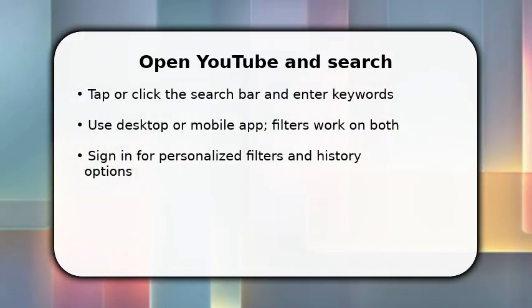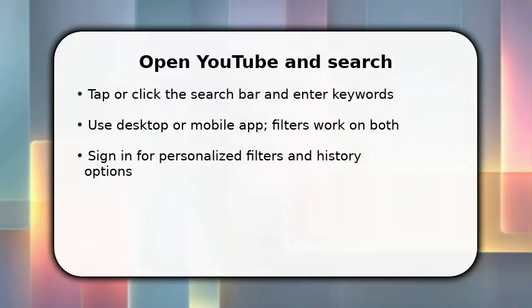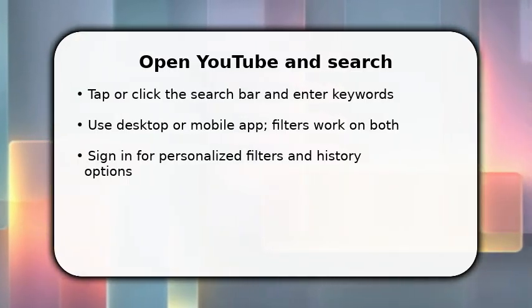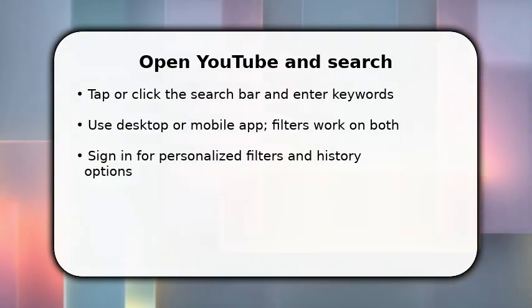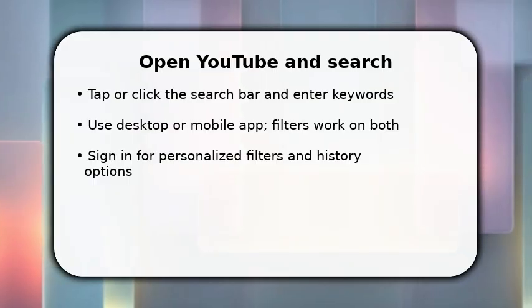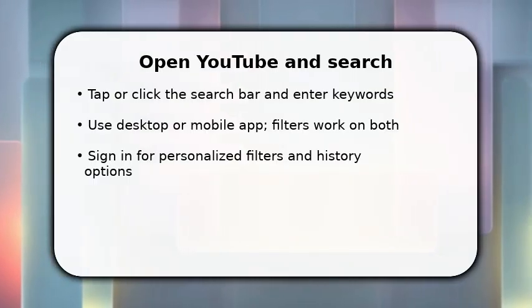Now look just below the search box for the filters button or the funnel icon. Click or tap that control to reveal categories like upload date, type, duration, and features. This is the first actionable step toward tailored results.